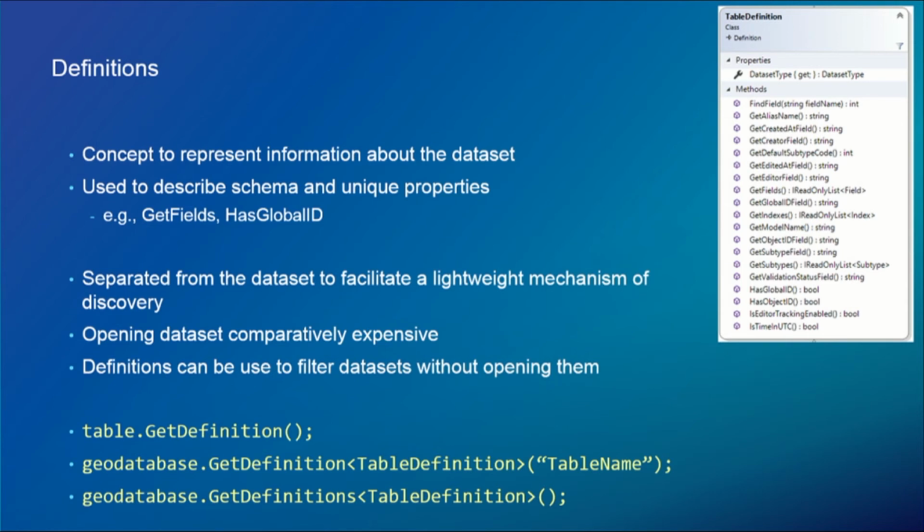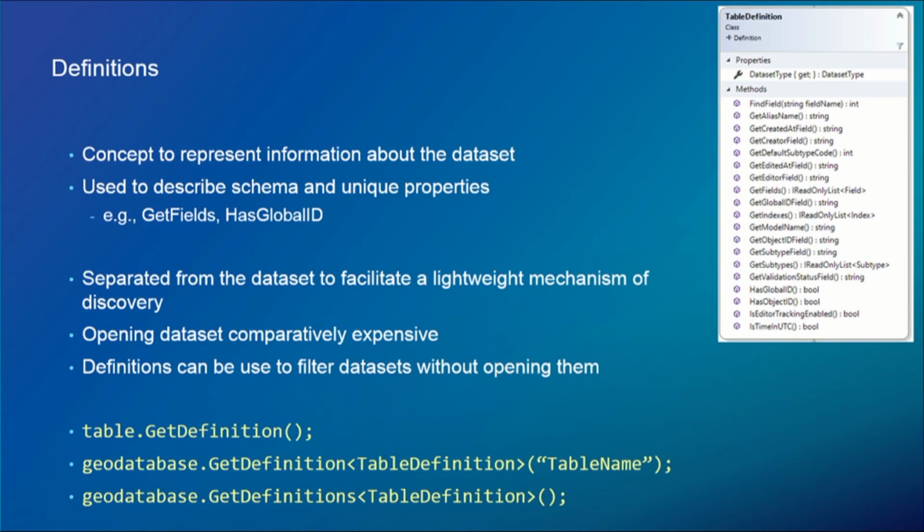So how do you get a definition? You can get it directly from a data set, so there's a get definition method. You can also get it from a geodatabase, either by name or just get a list of all of them. So kind of an interesting case there, you can say geodatabase.getDefinitions, and it says here table definition, right, the bottom line of the slide. That's going to give you a list of all of the table definitions.